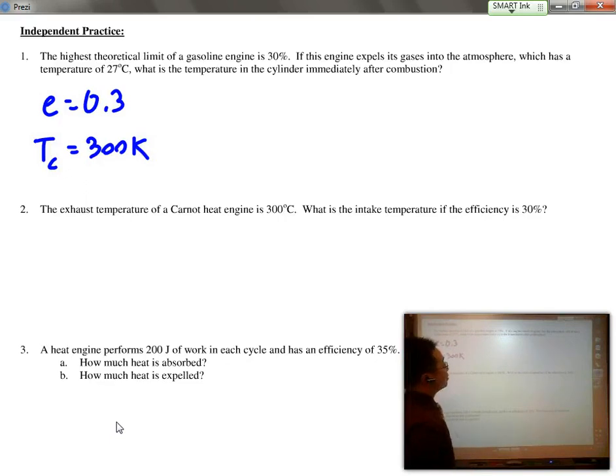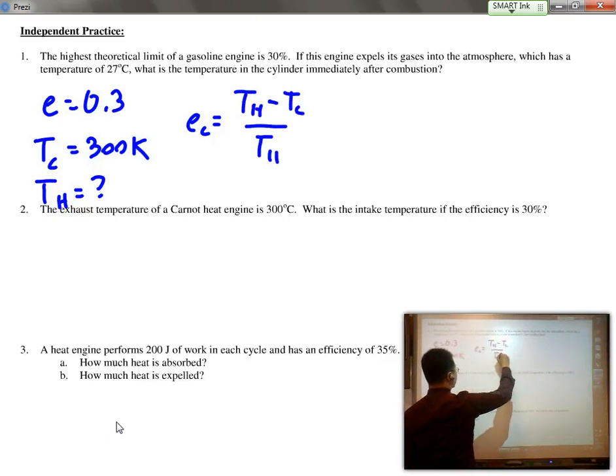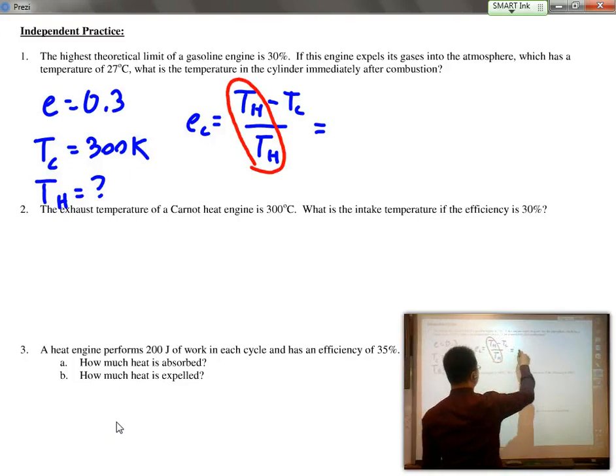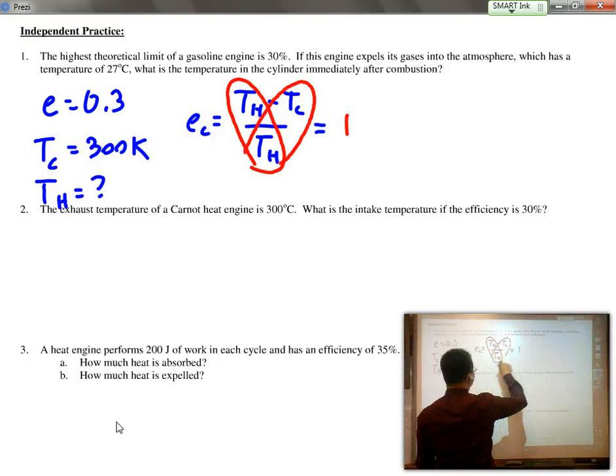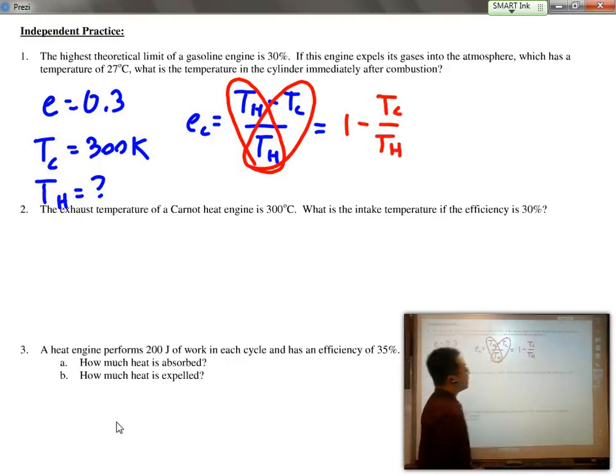What is the temperature in the cylinder immediately after combustion? So they're asking us, what is TH equal to? Well, EC is equal to TH minus TC over TH. But this is a little bit more difficult because right now we have 2 variables. We have TH twice. So rather than leaving the formula looking like this, let's rewrite this. So basically, TH divided by TH is 1, minus TC over TH. And now it's a formula that we can more easily manipulate.